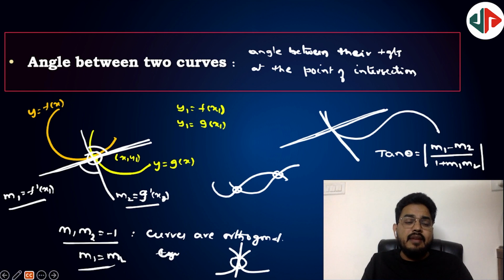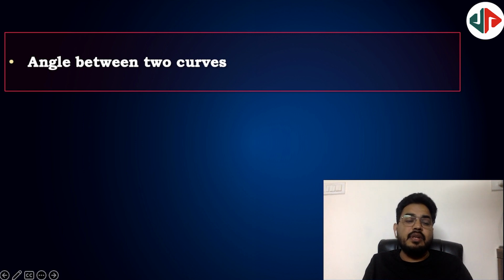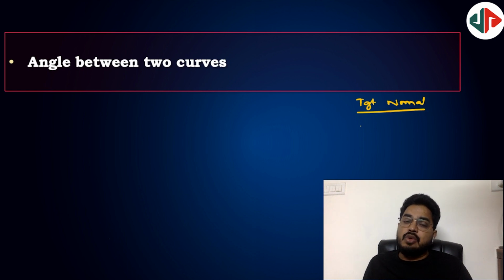So a quick recap of tangents and normals, which is a very simple concept. What is the definition of the tangent? What is the definition of the normal? What is the slope of the tangent, which is nothing but f dash of x1? How to write the tangent equation and normal equation? y minus y1 is equal to m into x minus x1 is the tangent. y minus y1 is equal to minus 1 by m into x minus x1 is the normal.